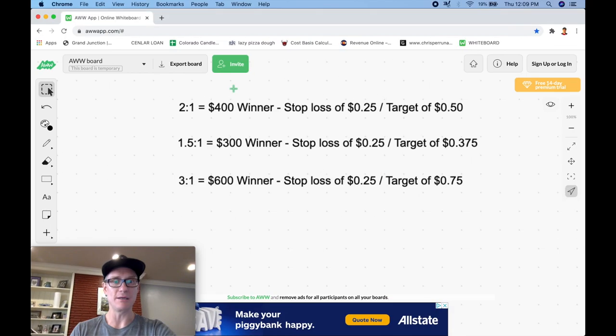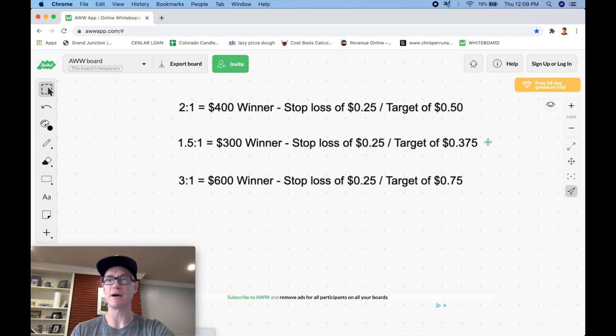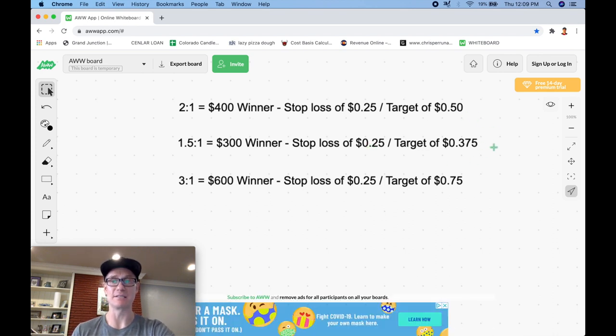So let's start with one of the most common strategies for managing trades, which is a reward of 1.5 to a risk of 1. So they call it a 1.5 to 1 reward to risk ratio. Now, if this would hit with my level of risk being $200, it would produce a $300 winner with a stop loss of 25 cents and a target of 37.5 cents per share. So it doesn't have to go all the way to 50. Just needs to go 37.5.